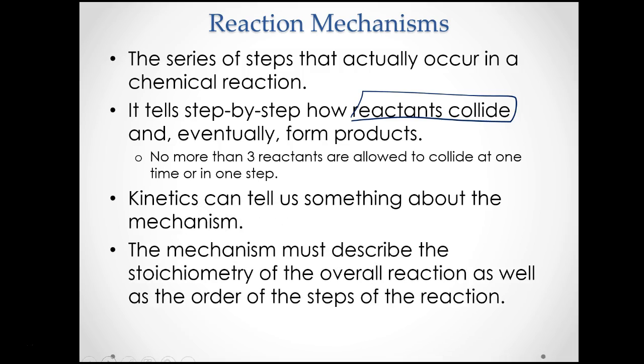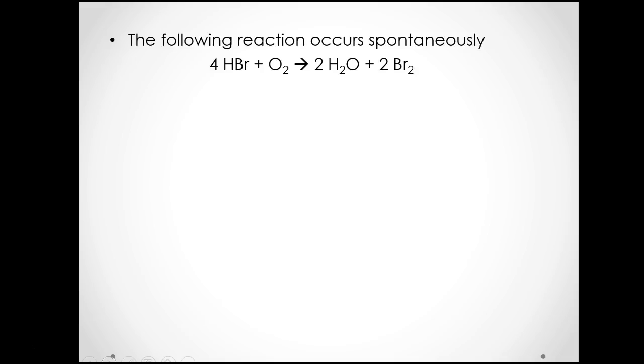But for right now, what you guys are going to deal with is the mechanism that they give you, and you won't have to create them. It must describe the stoichiometry of the overall reaction as well as the order of the steps of the reaction, meaning you're only allowed to have 3 at the most. So here's a reaction that occurs spontaneously. If you look at this, I have 5 molecules that must collide at the exact same moment. Well, that doesn't make any sense.